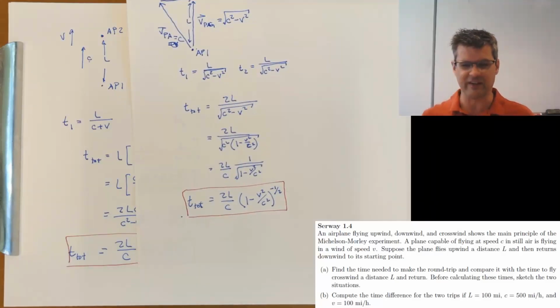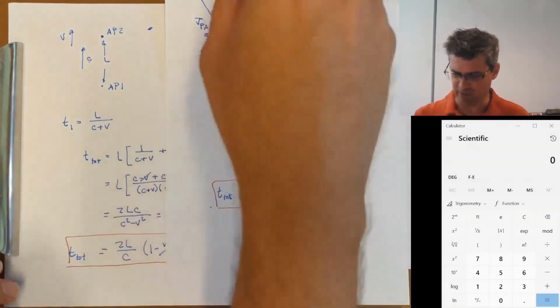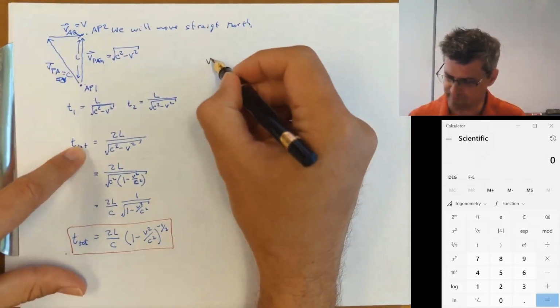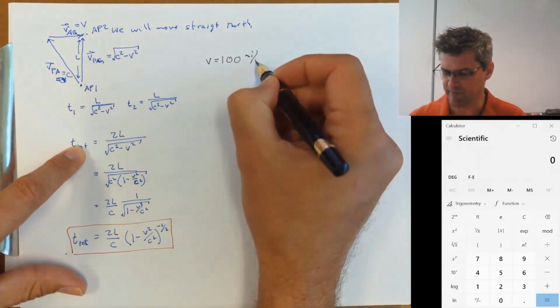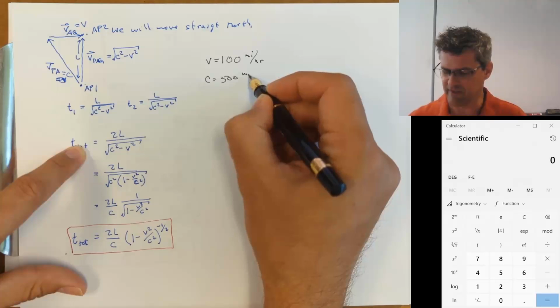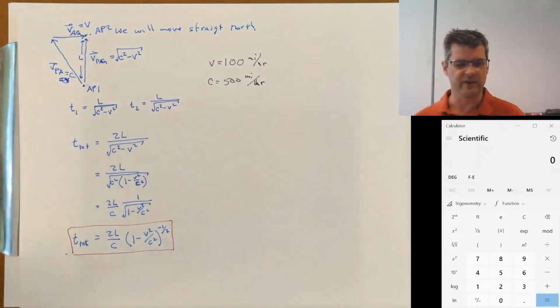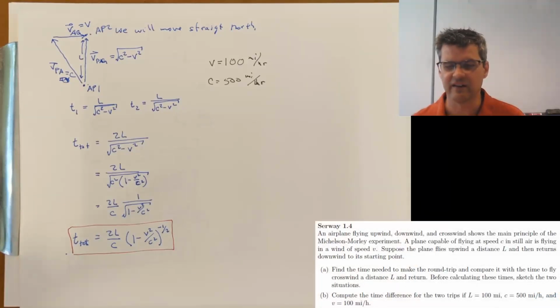And that's when we get out our calculator, right? So we've got our calculator here. We're told that V in the problem is 100 miles per hour. We're told that C is 500 miles per hour. And we are told that L is 100 miles.